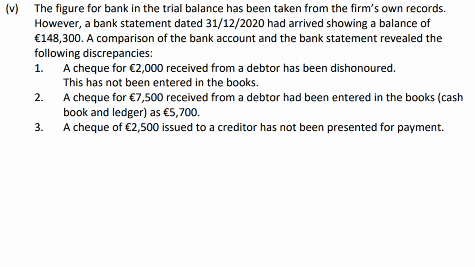A comparison of the bank account and the bank statement revealed the following discrepancies. Number 1. A cheque for €2,000 received from a debtor has been dishonoured. This has not been entered in the books. Number 2. A cheque for €7,500 received from a debtor had been entered in the books, the cash book and ledger, as €5,700. And number 3. A cheque of €2,500 issued to a creditor has not been presented for payment.